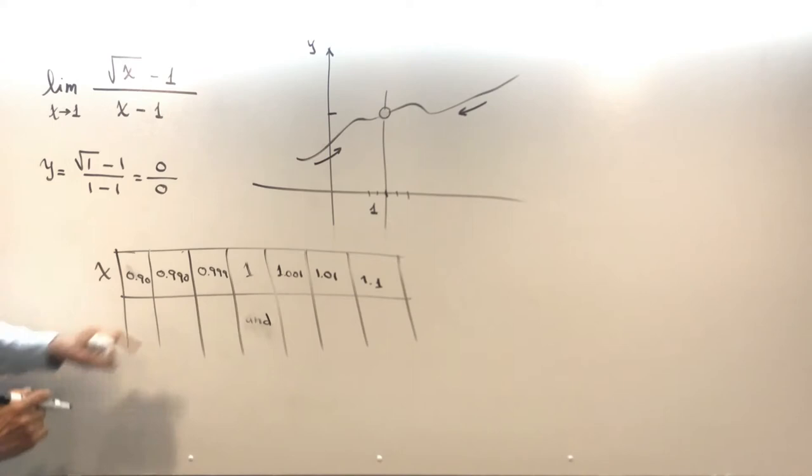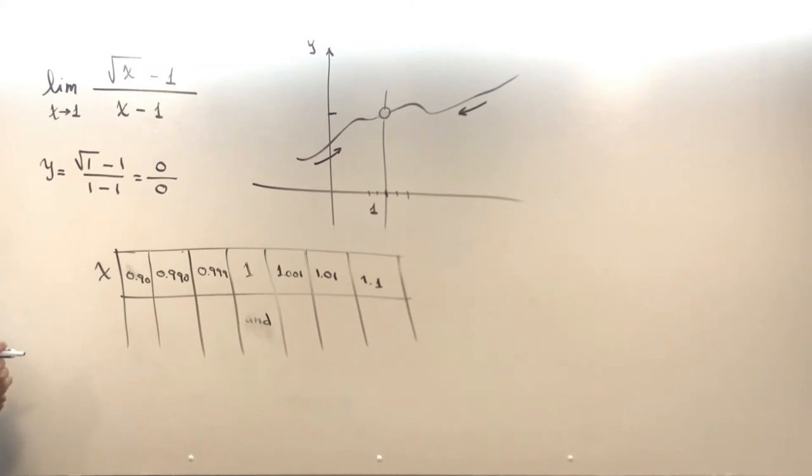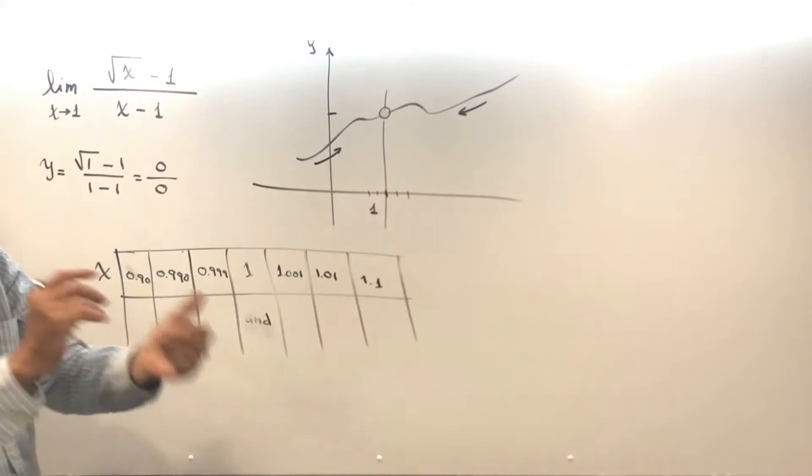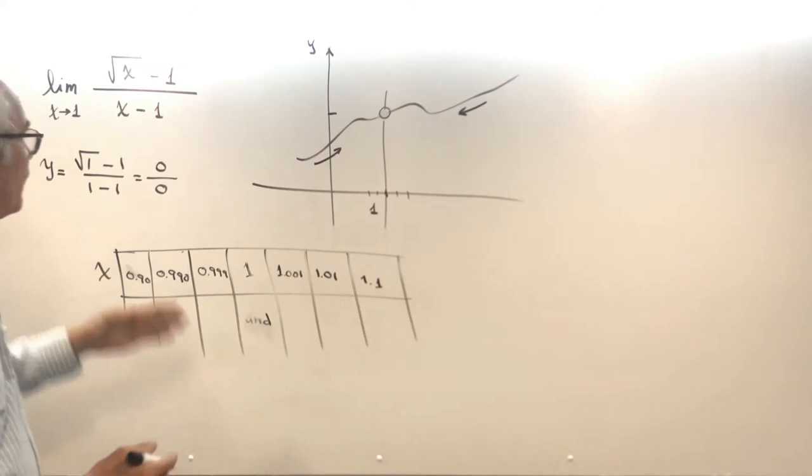What happened here? We have to calculate. So we need a calculator. A graphic calculator in order to see the graph, and a numeric calculator in order to do this operation, because we do not have time to perform this arithmetic operation.